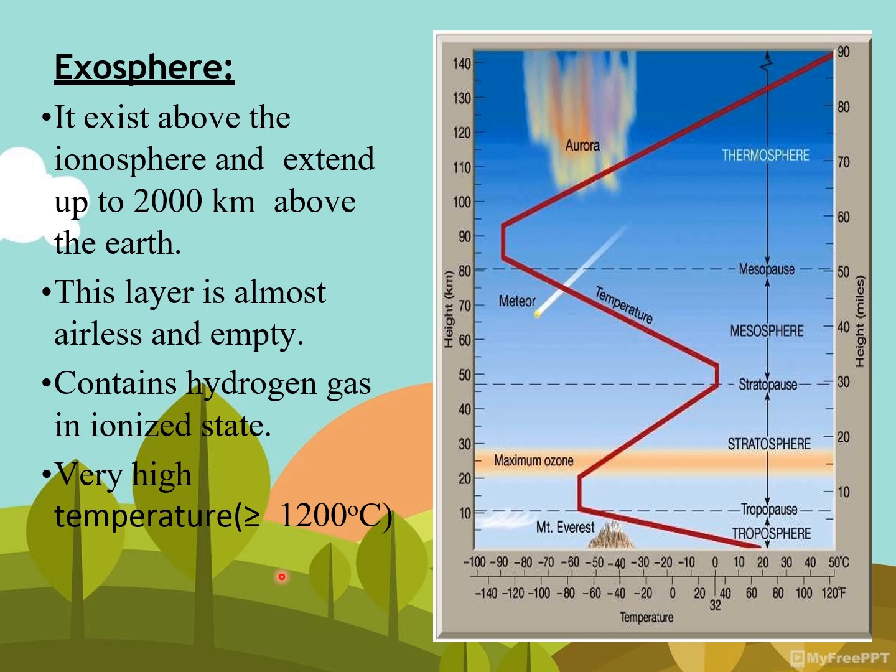So in today's class, we have seen what is environment, what are the different types, what is ecosystem and its types, and what are the different layers of the atmosphere, especially troposphere, stratosphere, mesosphere, thermosphere, and then finally exosphere.